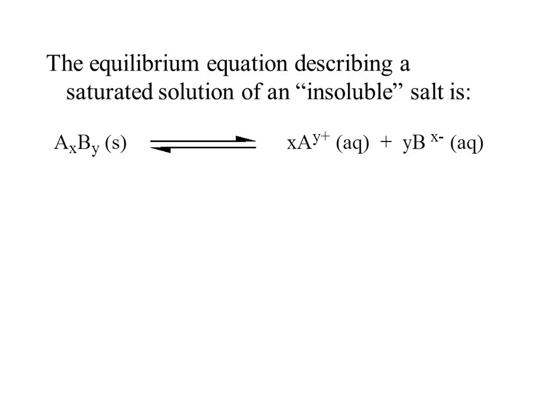Now notice that it's going to break up. If this is your cation and this is your anion, notice that you'll get X cations, and you'll get Y anions. Does that make sense? And if you think of the crisscross method, the charge on your cation will basically be how many anions you have, and the charge on your anion will be how many cations you have.